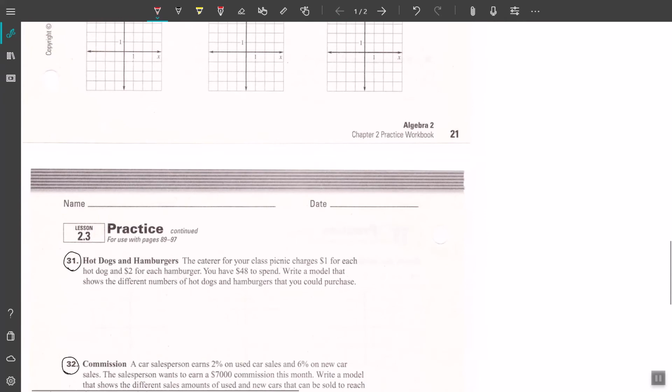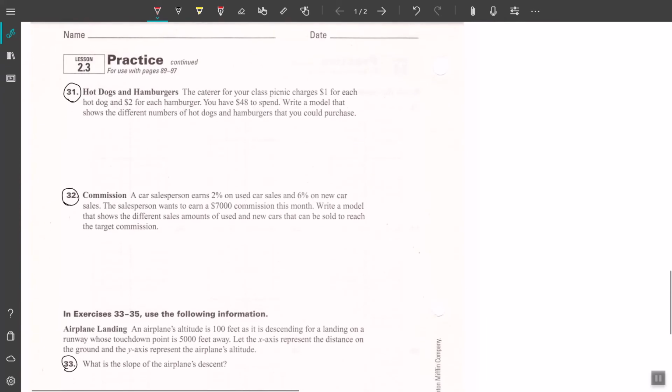All right, now in 31, we're going to put this into application with a word problem. The caterer for your class picnic charges $1 for each hot dog and $2 for each hamburger. You have $48 to spend. They want you to write a model, which means write a function, write an equation that shows the different numbers of hot dogs and hamburgers that you could purchase.